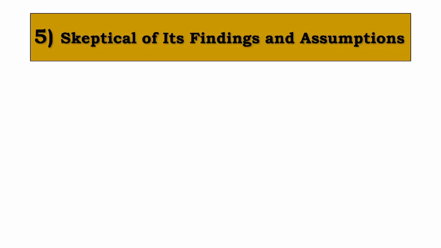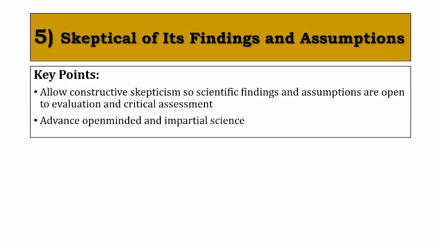All right, number 5. Gold standard science is skeptical of its findings and assumptions. Key points is the NIH wants to allow constructive skepticism, so scientific findings and assumptions are open to evaluation and critical assessment. They're not just simply handed down or broadcast as if they are the only thing. The NIH really wants the truth to come out. And so they want to advance open-minded and impartial science, science that can be questioned, science can be sifted, science that isn't the final word, but a word.